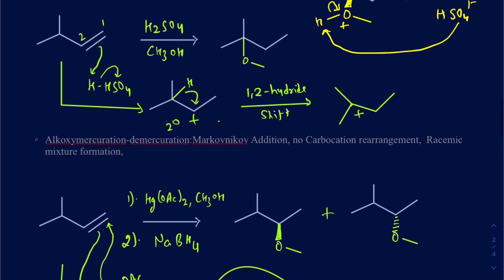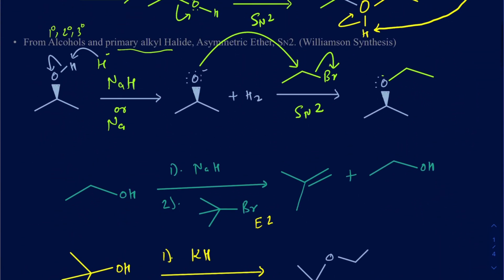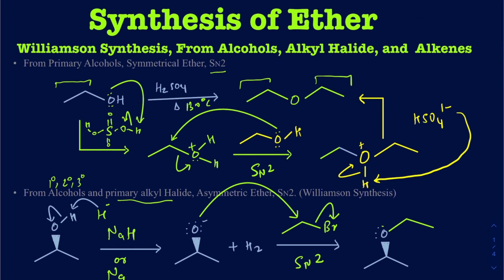So those are some of the common ways of making ethers. Obviously, Williamson synthesis reaction is pretty common out there, but the other ones could be used as well in the synthesis.